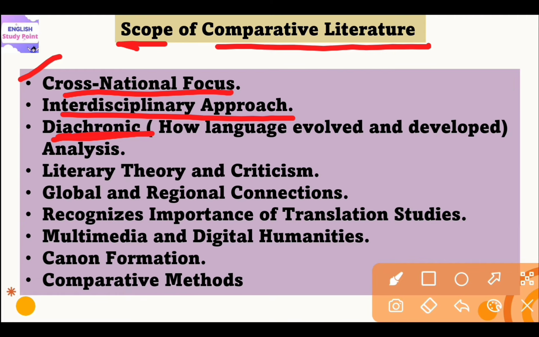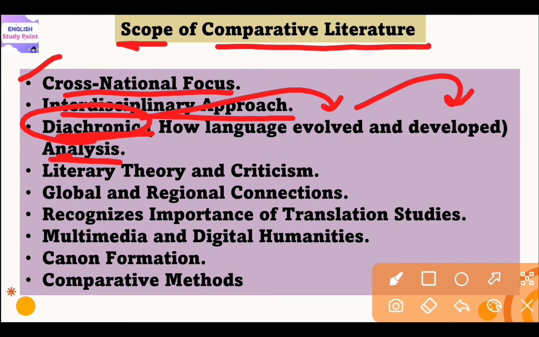Then third one is diachronic analysis. Diachronic means how language has evolved and developed. So it studies the historical development of literary movements and genres. It looks at the evolution of themes and narrative techniques over time. It considers the impact of historical context on literature.